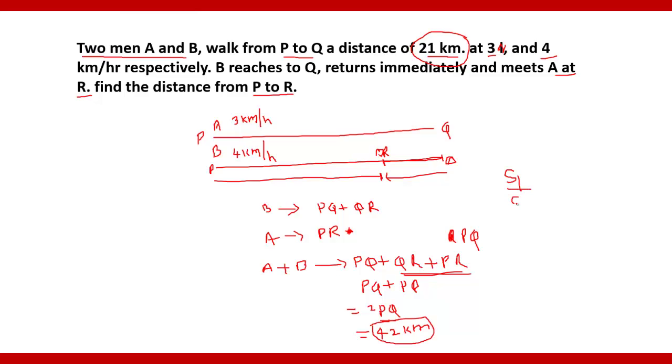S1 and S2, this ratio is equal to what? 3 by 4. And therefore the distance travelled by A, that is equal to PR, will be equal to what? It is 3 by 7 into 42, and that is equal to 18 km. So here the distance PR is 18 km.